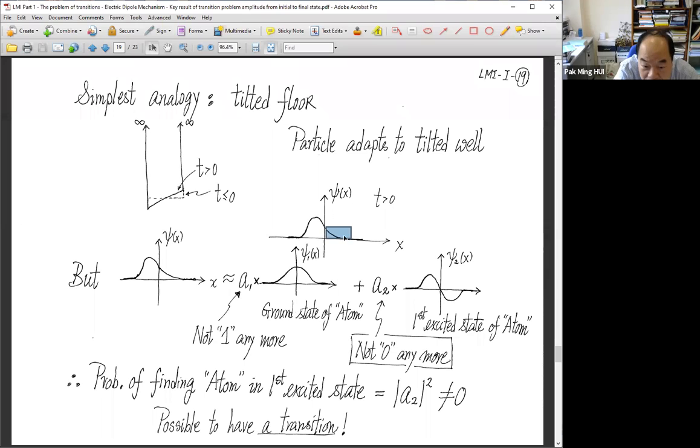Let me conclude, that is to say, at this instant the ground state of the tilted well is a linear combination of the ground state and the first excited state of the original atom. That is to say, through a perturbation, even though the atom was initially 100% in the ground state, at some later time, there is a probability |A2| squared that you can find it in the first excited state. A transition has occurred. Okay, big picture, do you follow?